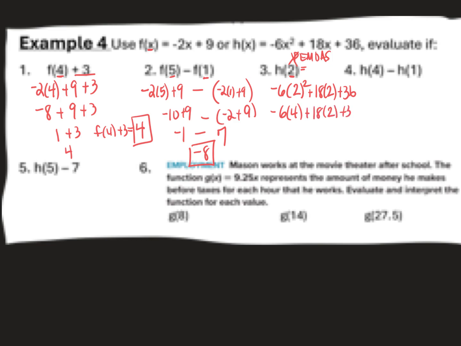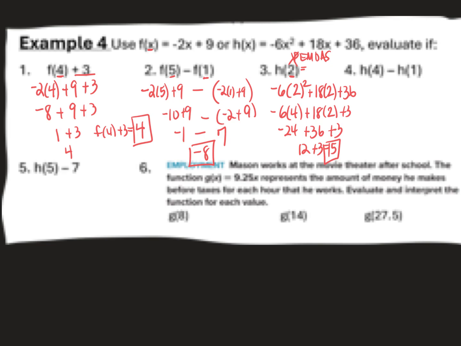Next, I'm going to multiply negative 24 plus 36 plus 3. Then I'm going to add. Negative 24 plus 36 is 12. 12 plus 3 is 15. So h of 2 is equal to 15.